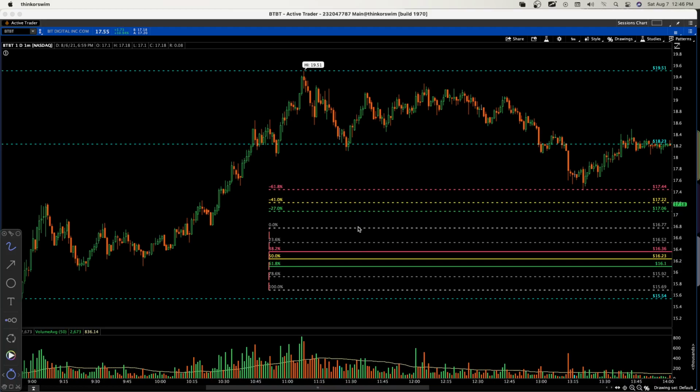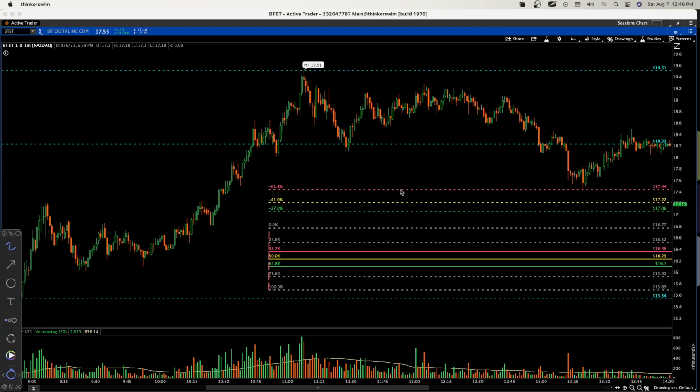And then once you get up here, you can be looking to start scaling out. If you're having trouble breaking through, if it's kind of breaking down a little bit and you're worried about that, well, scale out some. That's fine. Or sell the whole thing at the 27 level. So that's what these levels are for.